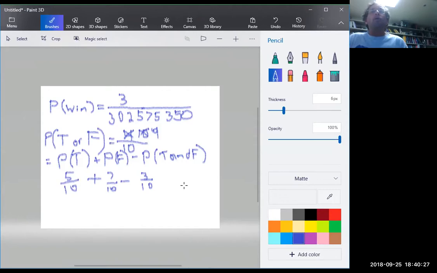So that's how you do an OR question. And notice while we did that, we have an and also. And means they both have to be true, or means at least one of them is true.